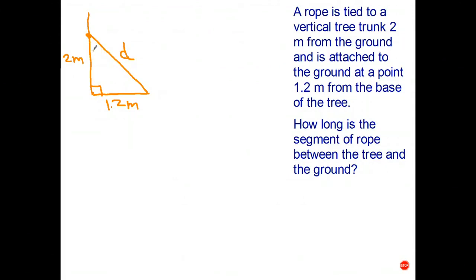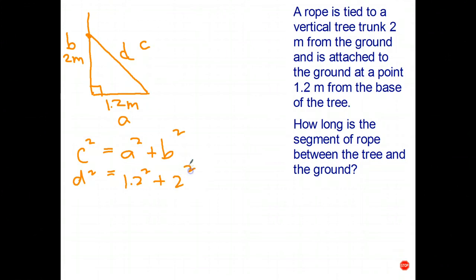Okay, once again, we've done the hard bit now. We've gone from the words to the picture. Let's go ahead, label the 3 sides. That's C, that's A, that's B. Pythagorean theorem, c squared equals a squared plus b squared. In place of c, I'm going to write d for distance. In place of a is 1.2, in place of b is 2. Let's simplify or evaluate the right-hand side.